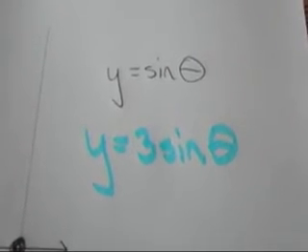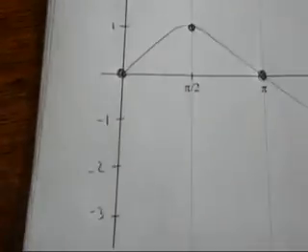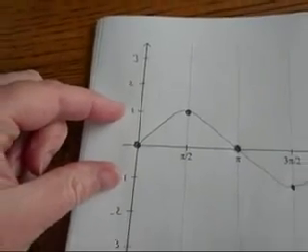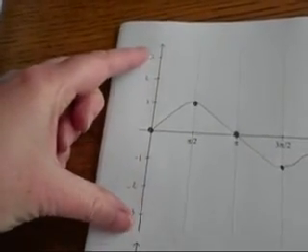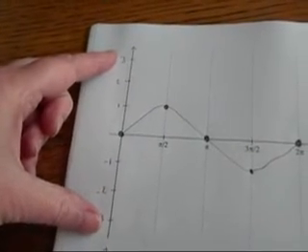And because we're only affecting the amplitude, that means this time, instead of going from 1 and negative 1, we are now going to go from 3 to negative 3. Everything else will remain the same.